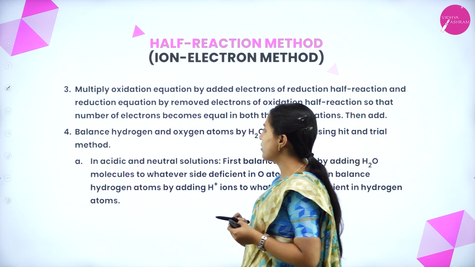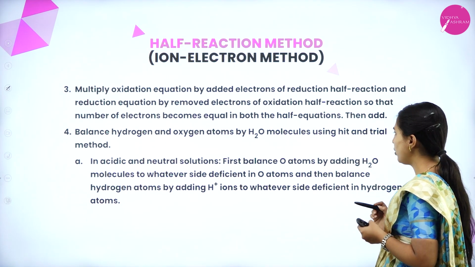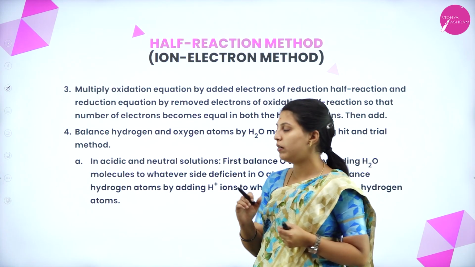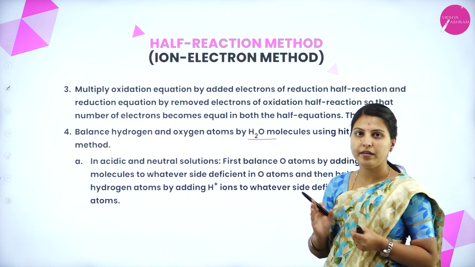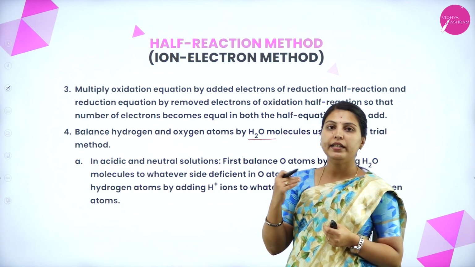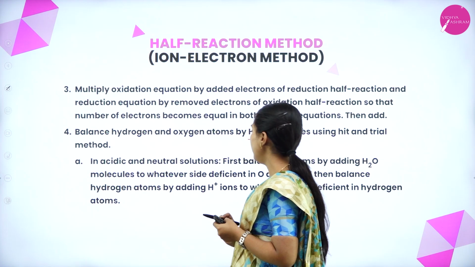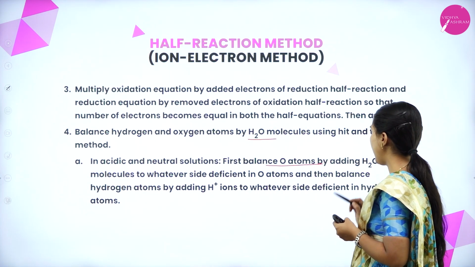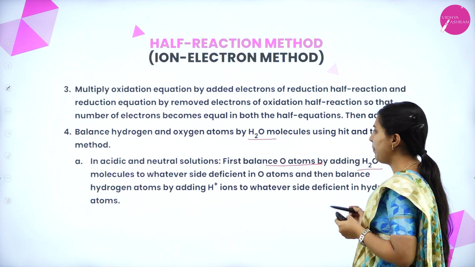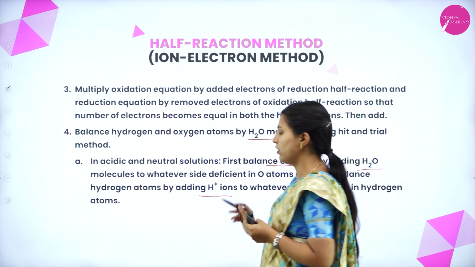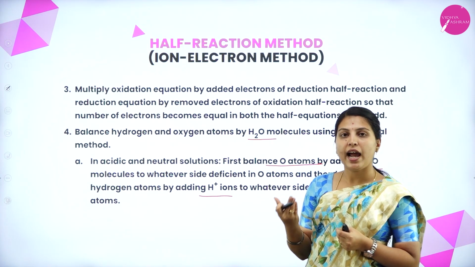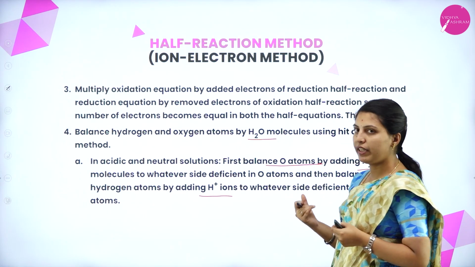Next, balance hydrogen and oxygen atoms by water molecules using the hit and trial method. To balance hydrogen and oxygen here also, you have to add water molecules by the hit and trial method. Here also two mediums will be there: acidic or neutral medium, and basic medium. In acidic and neutral solution, first balance oxygen atoms by adding H2O molecules to whichever side is deficient in oxygen atoms, and then balance hydrogen atoms by adding H+ ions. Same rule here: if oxygen is deficient, add water molecules. If hydrogen is deficient, add H+ ions to the side where it is deficient.